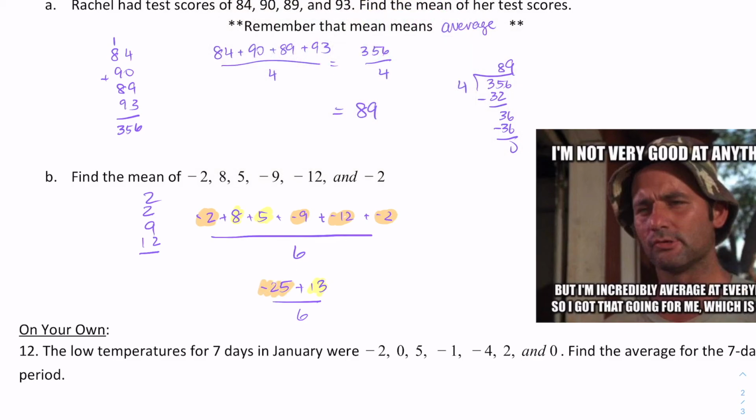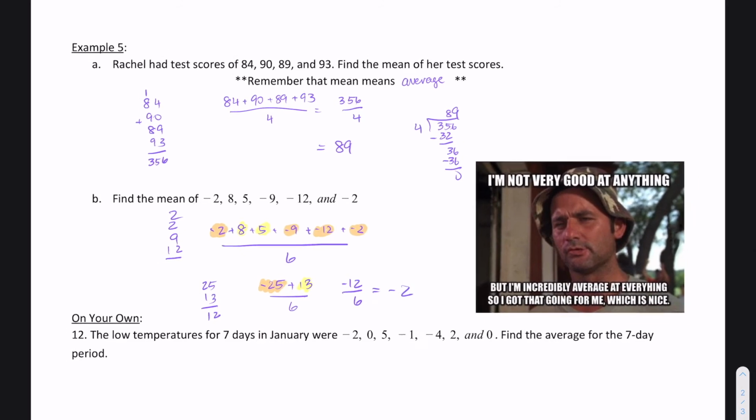From here, you just combine like terms on the top, negative 25 plus 13. My signs are different, so I'm going to subtract. One's positive, one's negative. 12, and I take the sign of the bigger number, which is negative 25, over 6. So the average of all of these numbers is negative 2.